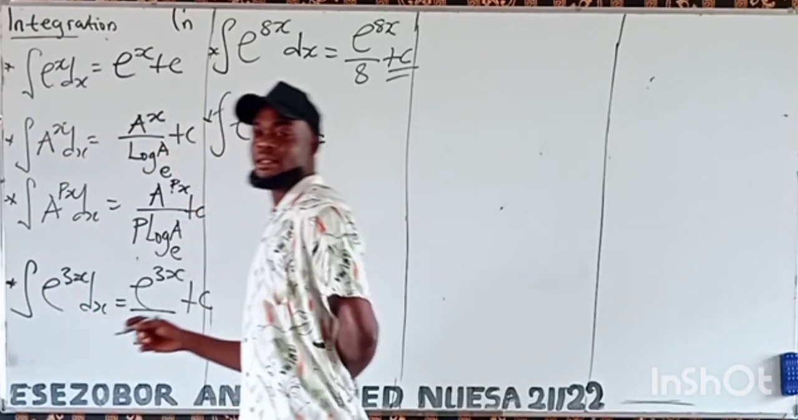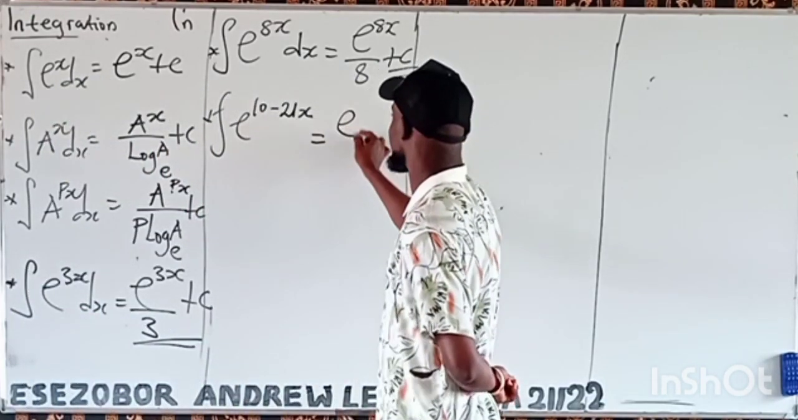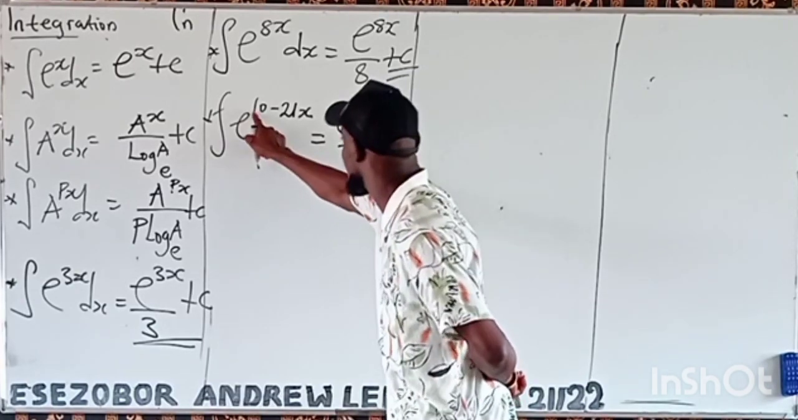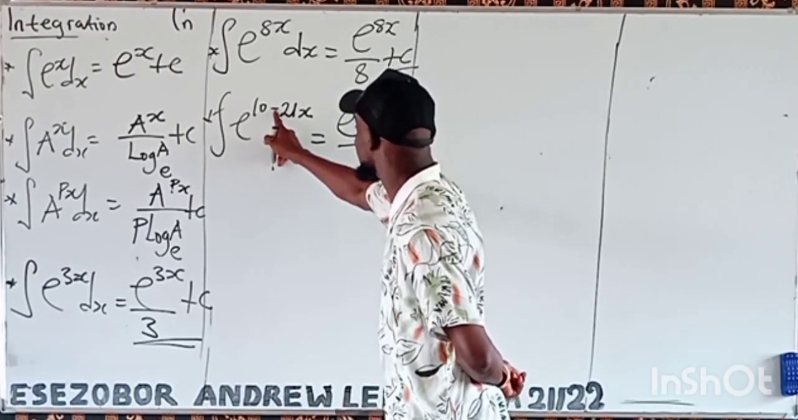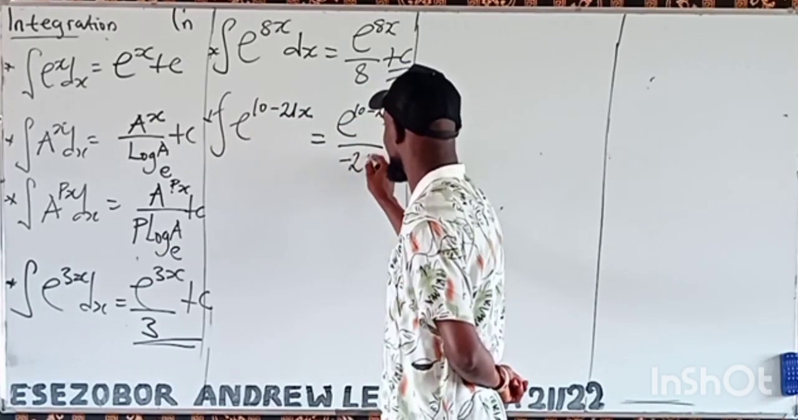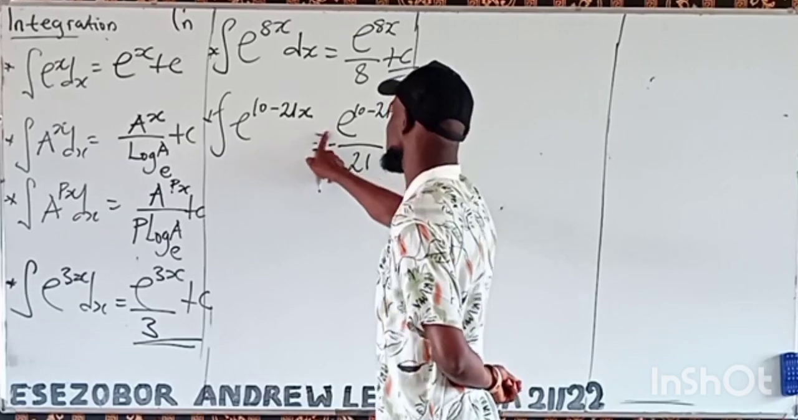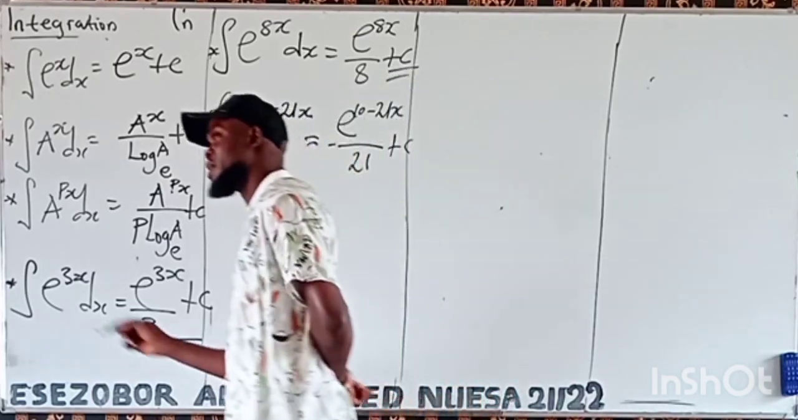What is the answer? 10 minus 21x. That will be exponential 10 minus 21x over the derivative of 10, which is 0, and the derivative of minus 21x gives us minus 21, plus c. This minus should be here, not with the denominator. That will be the final answer.